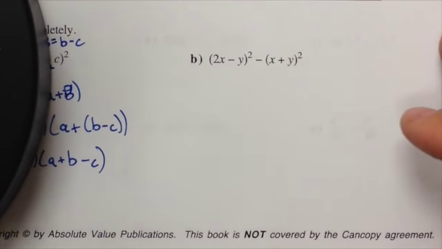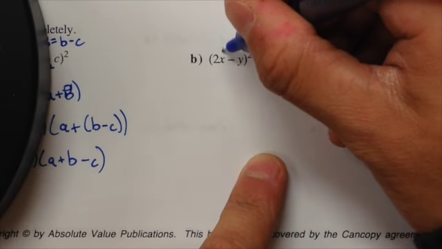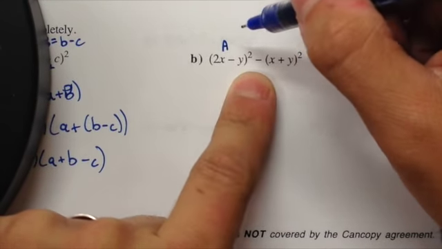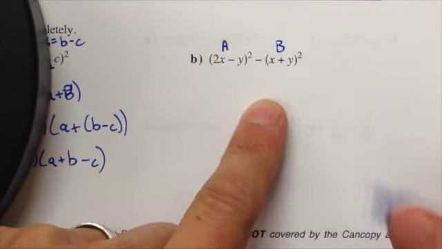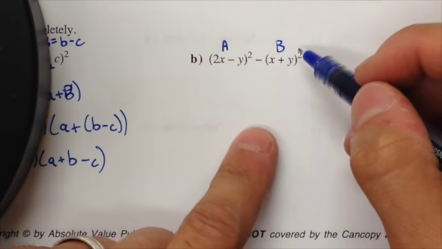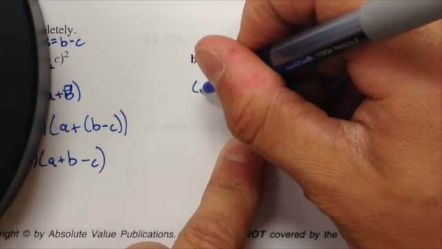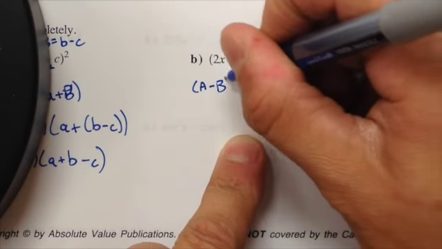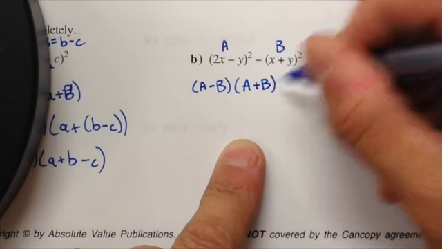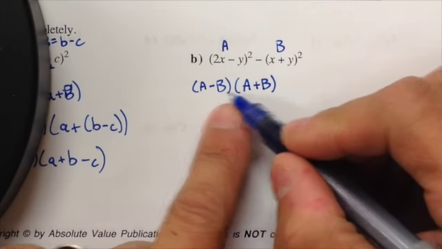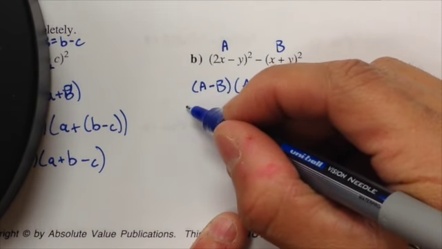Again, we're going to approach this the same way, okay? So I'm going to say instead that 2x minus y is equal to a, and x plus y is equal to b. All right, so now it's going to be a squared minus b squared, and I know that if I have a difference of squares, that's going to be a minus b times a plus b. Remember that a and b aren't actually a and b.